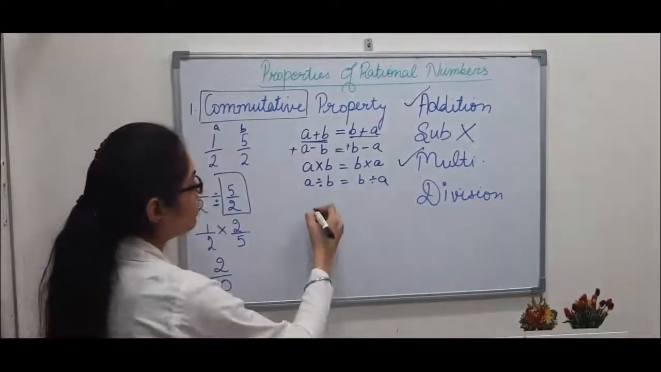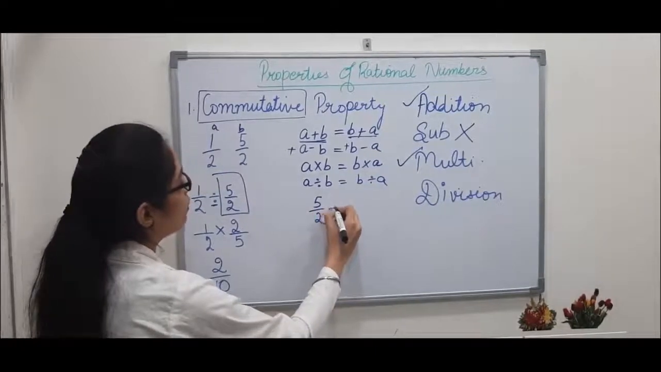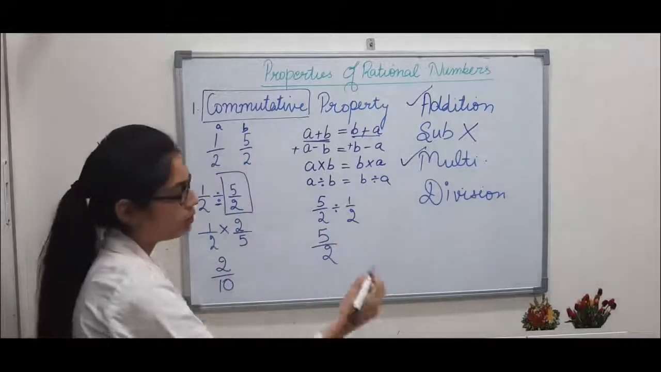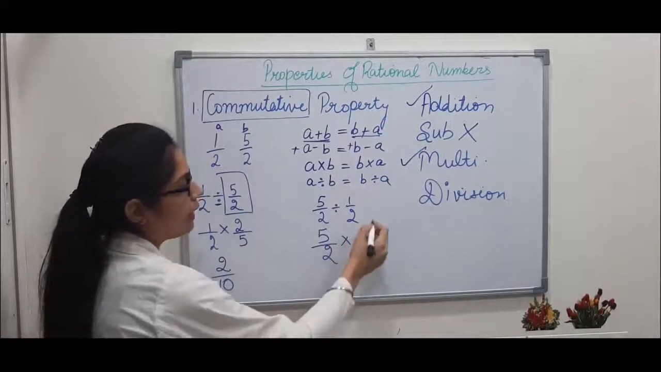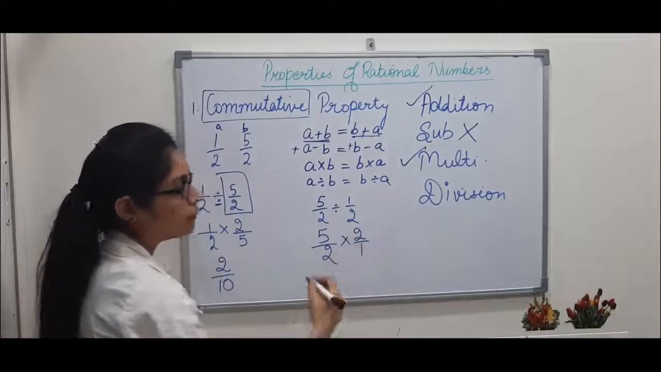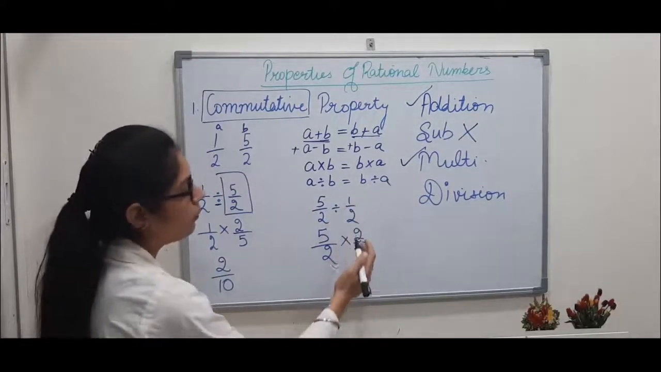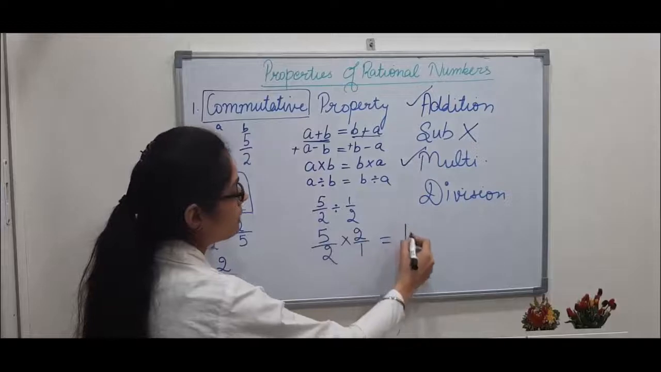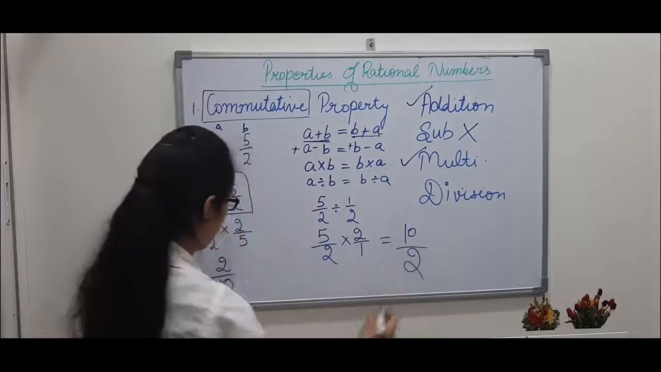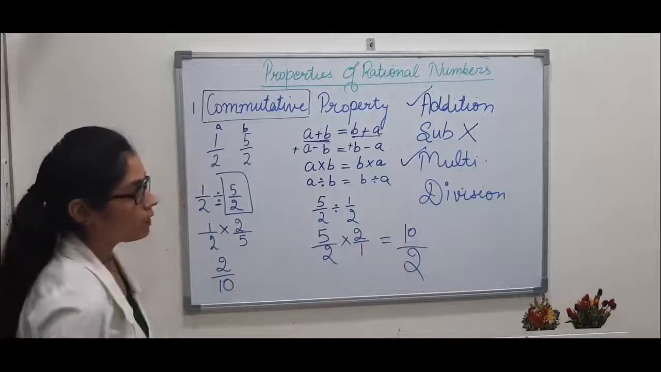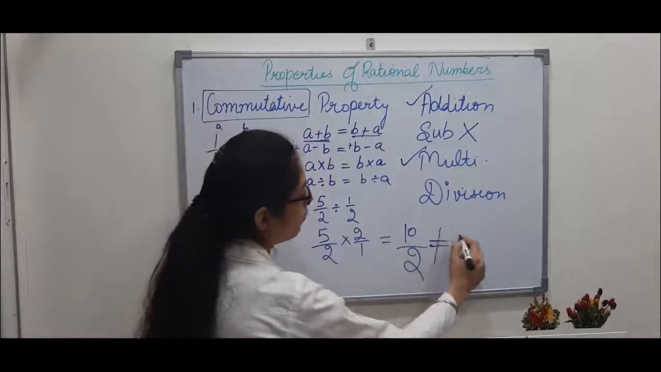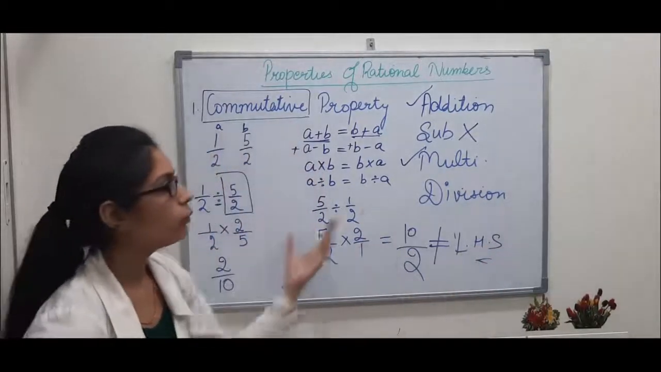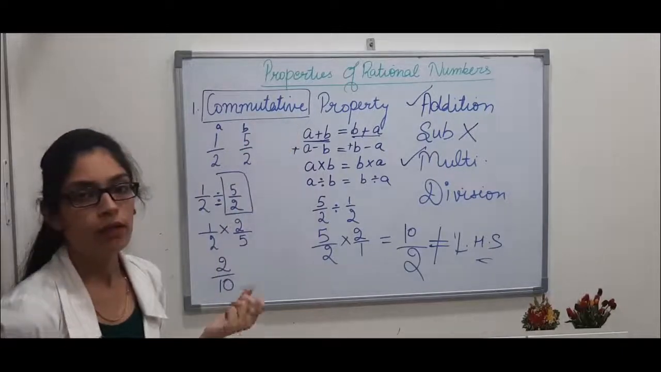Let's check for b divided by a. b is 5 by 2 divided by a is 1 by 2. The first term I will write as it is. This division sign will be changed into a multiplication sign, and this term will get reversed, the reciprocal of 1 by 2 is 2 by 1. So it will be 5 into 2 is 10, 2 into 1 is 2. So I got 10 by 2, which is not equal to my left hand side. And this means division of two rational numbers does not hold the commutative property.